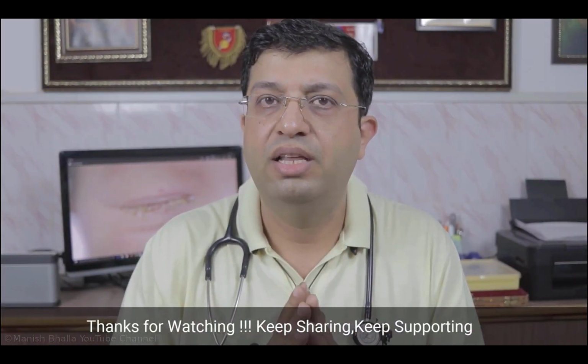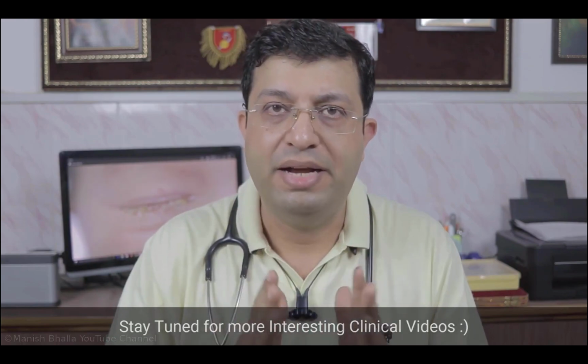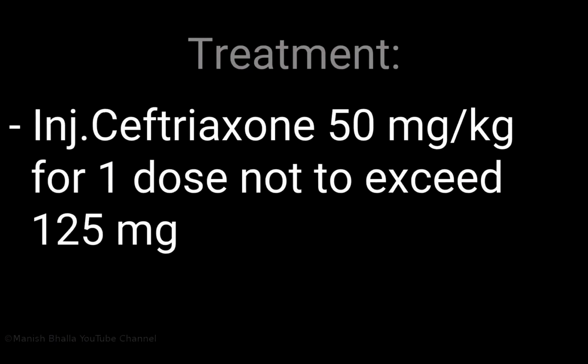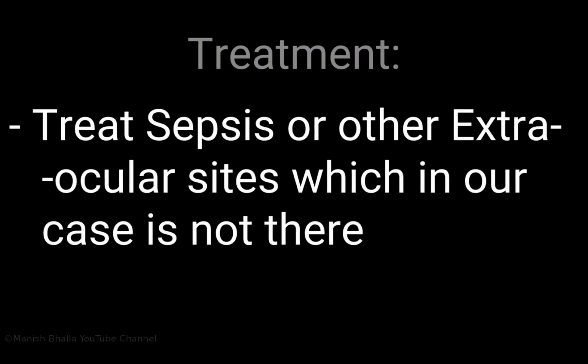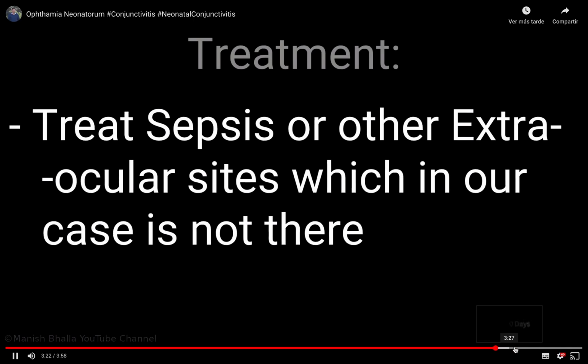The result of the Gram stain in our baby showed intracellular gram-negative diplococci, so a diagnosis of gonococcal ophthalmia is made and an appropriate culture sent. Finally, coming to treatment, which consists of giving injection ceftriaxone in a dose of 50 mg per kg for one dose, not to exceed 125 mg. The eye should be irrigated with saline every 10 to 30 minutes, gradually increasing to 2-hour intervals until the purulent discharge has cleared. Treatment should be extended if sepsis or other extraocular sites are involved.